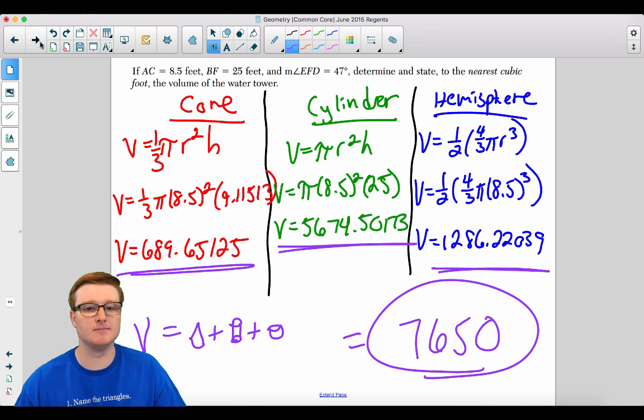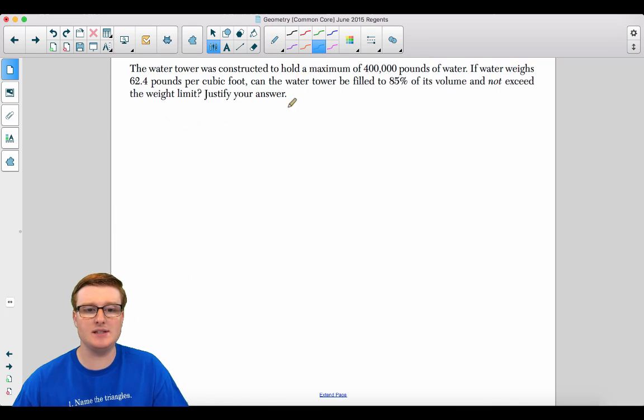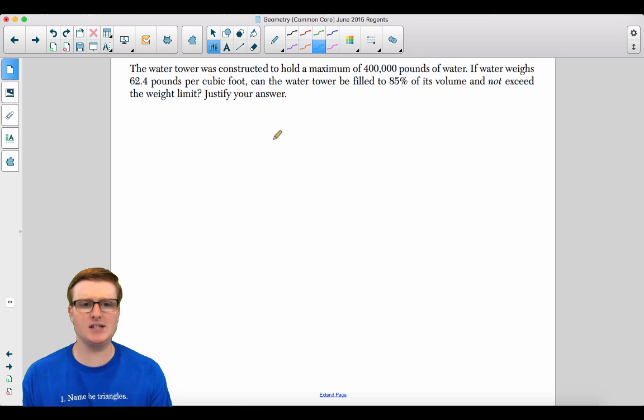All right, cool. We're almost done with this question. So now it says, a follow-up question. The water tower was constructed to hold a maximum of 400,000 pounds of water. Wow. If water weighs 62.4 pounds per cubic foot, can the water tower be filled 85% of its volume and not exceed the weight limit?